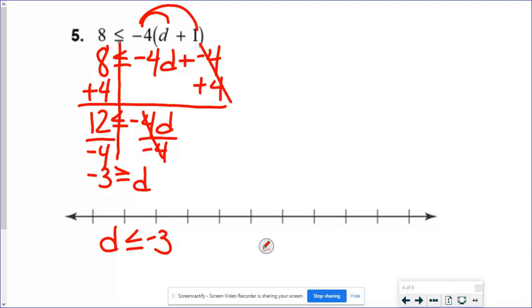When I graph that, I'll have negative... those are my numbers. And I need a filled in circle at negative 3. And we're going to the left. Again, remember, when we get these problems that are double flippers, it looks like my sign didn't change. It looks like it started as a less than or equal to, and it ended as a less than or equal to, but remember, we really flipped it twice.